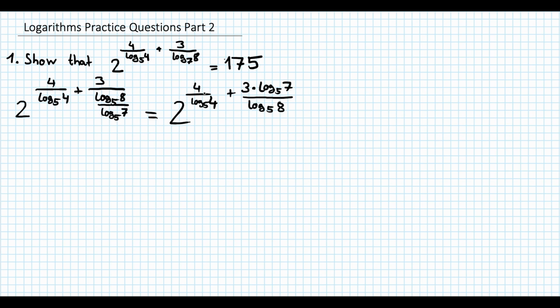Right, now just the inside is not the same yet. So 4 is actually the same as 2 to the power of 2, and then 8 is the same as 2 to the power of 3. So let's rewrite that. That's log base 5 of 2 to the power of 2 plus 3 times log base 5 of 7 divided by log base 5 of 2 to the power of 3.